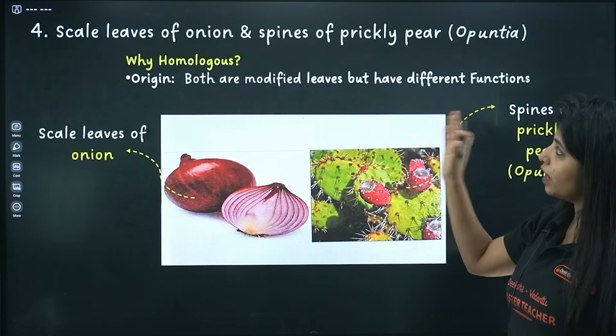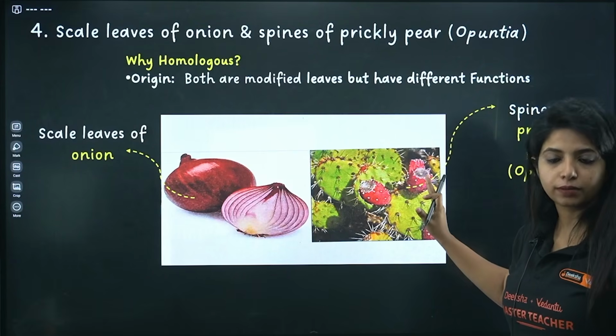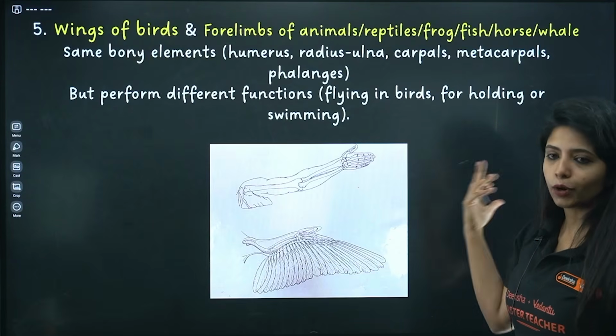Now you have scaly leaves of onion and spines of prickly pear. Both of them are modified leaf, one for storage and one for protection. Function is different. Now this, we already discussed it.